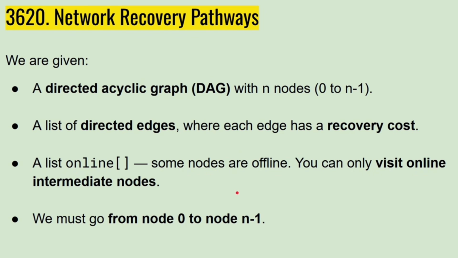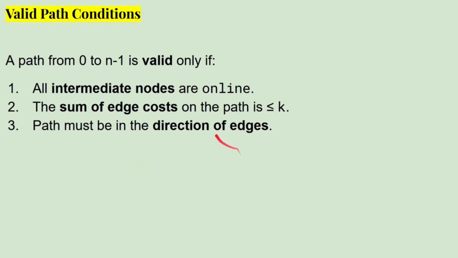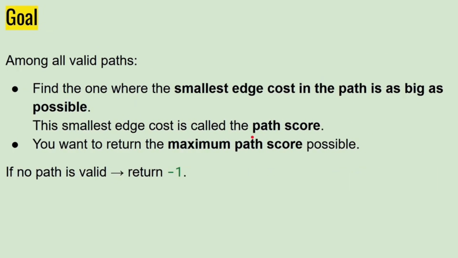Okay, so see, a path from 0 to n minus 1 is a valid path only if all the intermediate nodes are online, the sum of edge costs on the path is less than or equal to k, and the path must follow the direction of the edges.